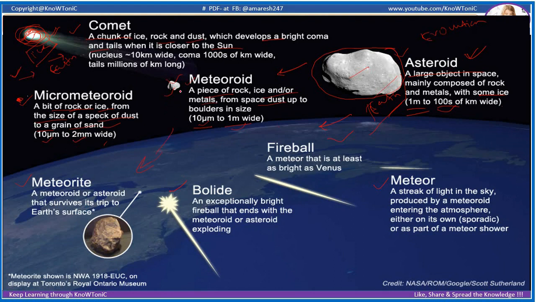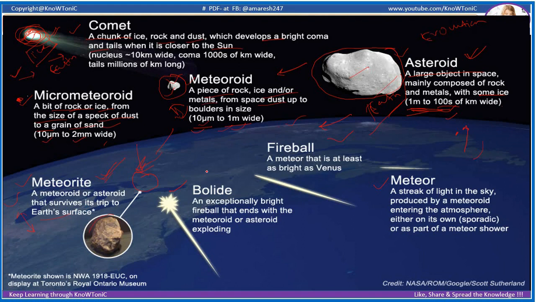Now from meteoroid to meteorites. Again, when a meteoroid or asteroid survives in space and comes towards the Earth's atmosphere, it becomes a meteorite. So what happened? An asteroid coming from between Mars and Jupiter, when it comes towards the Earth's surface, if the size is big enough, from 1 meter to hundreds of kilometers, it is an asteroid. If the size is small, 10 micrometers to 1 meter, it is a meteoroid. And if the size is small enough, it will not enter the Earth's atmosphere. But if it somehow survives and enters the Earth's atmosphere, it is called a meteorite.